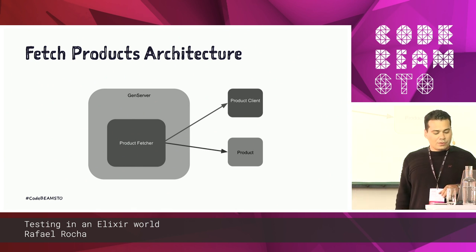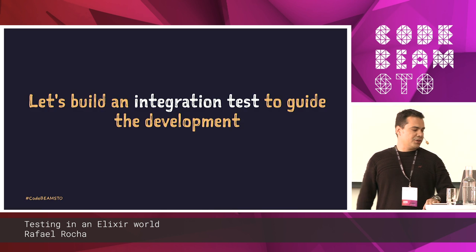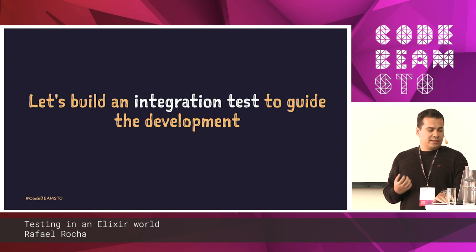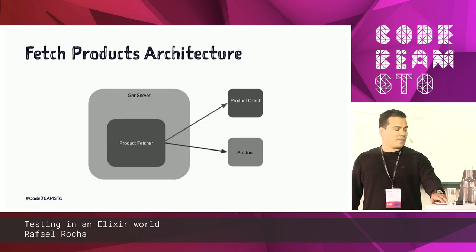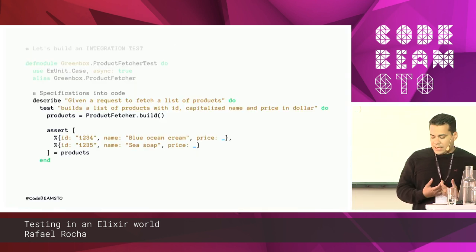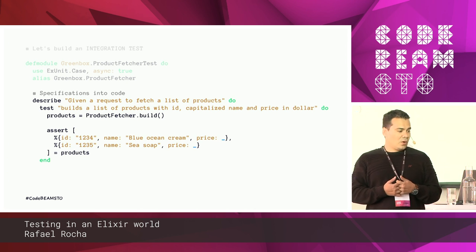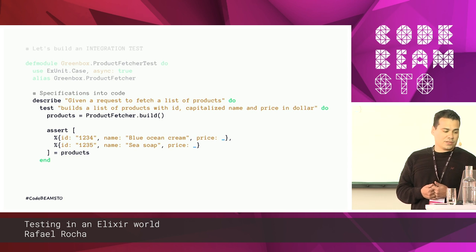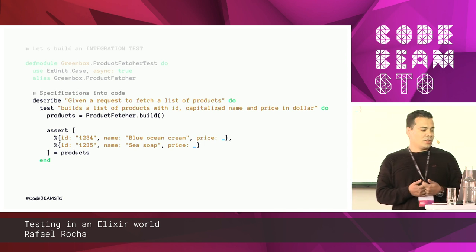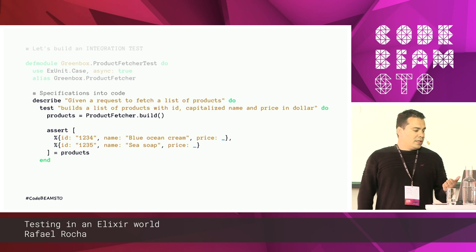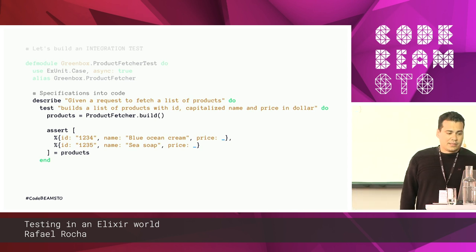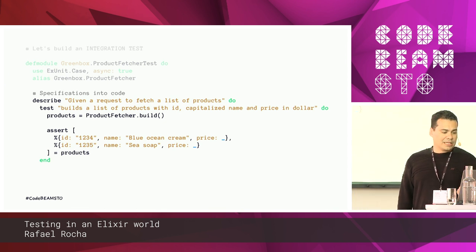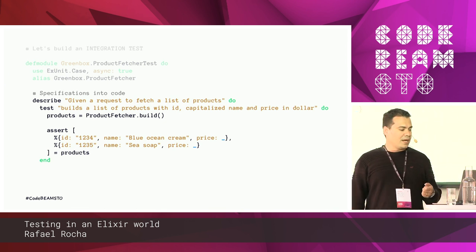So what we are going to do right now is the product fetcher. We are going to create an integration test to validate this layer. In the beginning, I talked a little about putting specifications into code. When I'm writing tests, I really like to put these specifications inside of code. For example, here we have the description of the test: given a request to fetch a list of products, the test builds a list of products with ID, capitalized name, and price in dollars.